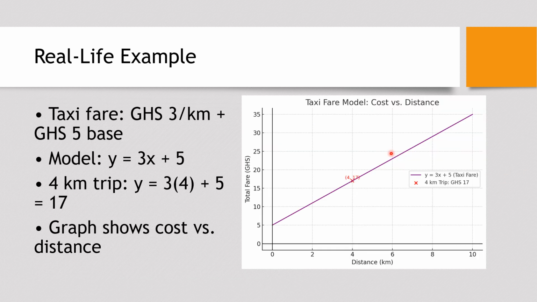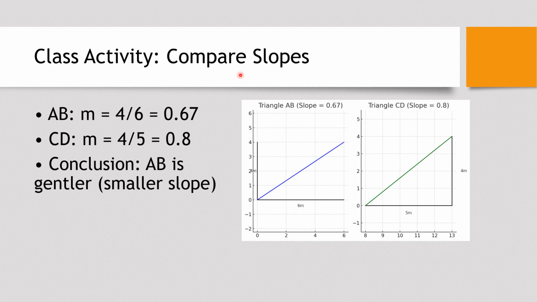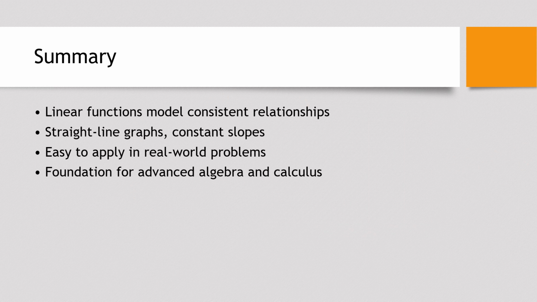Good. So look at this real life example here. We can attribute this to a linear function about a taxi fare. When you plot it, we can see that the x coordinate is 4 and the y coordinate is 17, based on the linear function which has been modeled here. Good. We can also do some class activities to understand the concept. So this is the summary of our work. We can learn this in an easy form to understand the basis of advanced algebra and calculus.